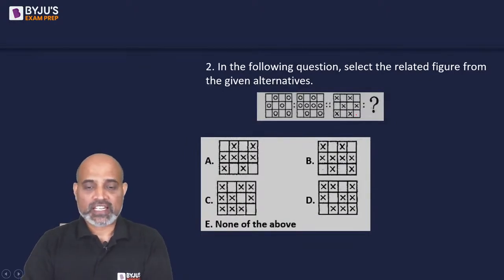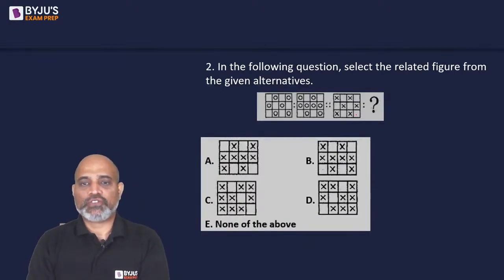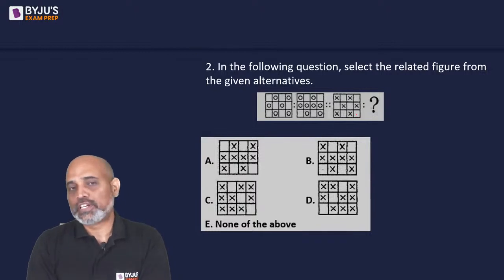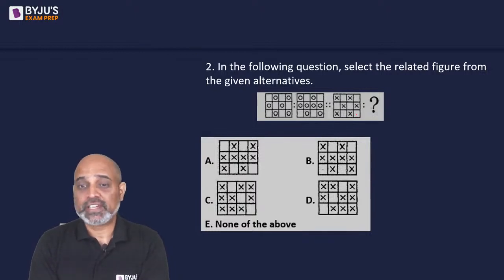Good. Second one. So we need to find out the fourth figure. First and second are related in some way. In the same format, third and fourth should be related. तो क्या हो रहा है यहाँ पे?